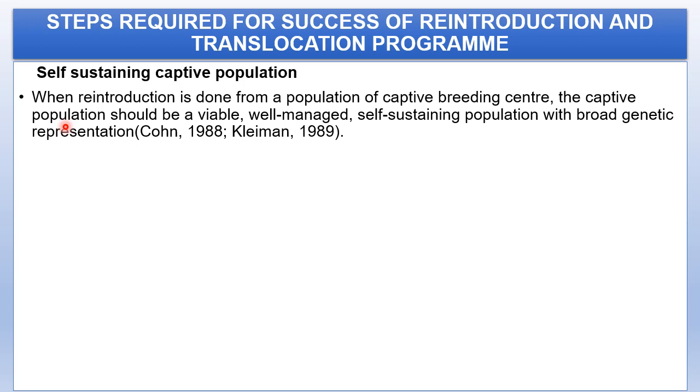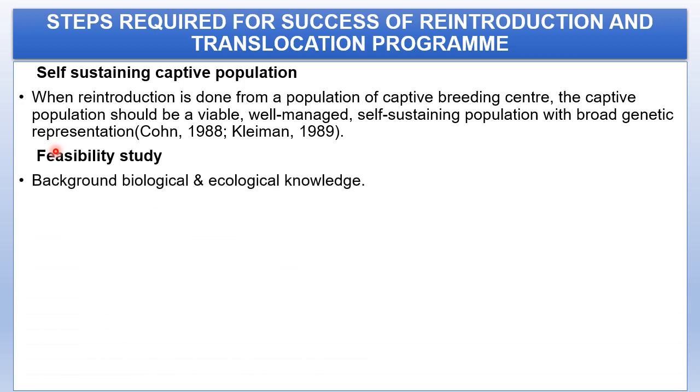Keeping a genetically viable population of a particular species in captive condition is very important to preserve the necessary polymorphism within the population so that the population persists for a longer period of time. For a successful reintroduction and translocation program, another important aspect to consider is the feasibility study. You know, feasibility is an assessment of the practicality of a proposed plan or method.